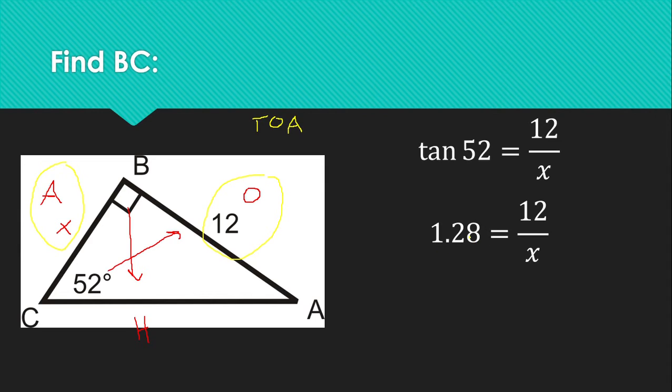So now I can either multiply both sides by X, or you can write a proportion. Put this over 1 and cross multiply. So we get 1.28x equals 12 times 1. And then to get x by itself, I'm going to divide both sides by 1.28. Dividing there, and I get x equals 9.38.